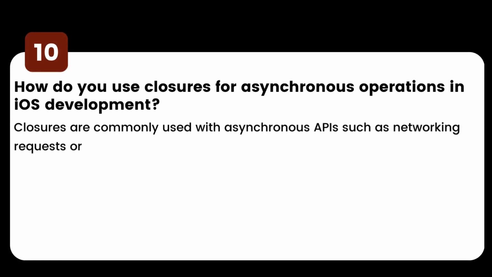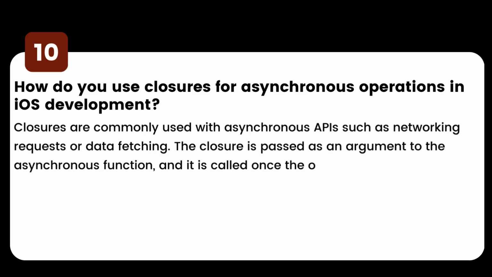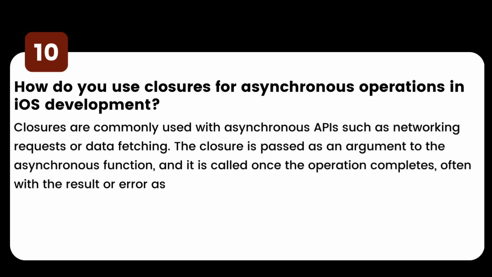Next, how do you use closures for asynchronous operations in iOS development? Closures are commonly used with asynchronous APIs such as networking requests or data fetching. The closure is passed as an argument to the asynchronous function and it is called once the operation completes, often with the result or error as parameters.